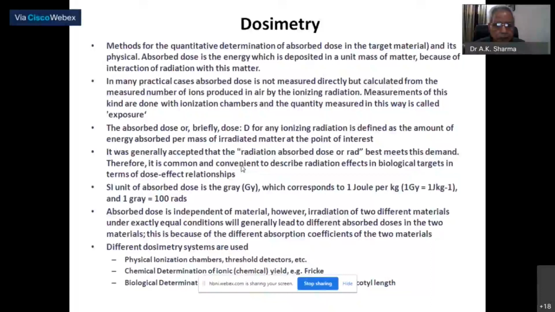So dosimetry systems that have been used in laboratories very frequently are physical ionization chambers, which are also threshold detectors. Then chemical determination, that means chemical yield, and many times we use ferrous ammonium sulfate, which is called Fricke solution. Or we can also use some biological dosimeters, changes which take place in cells at different doses can also be measured. So there could be physical, chemical, and biological determinants of dosimetry.